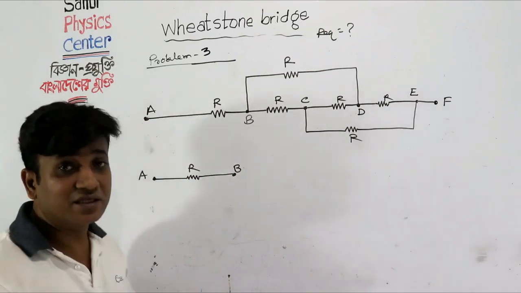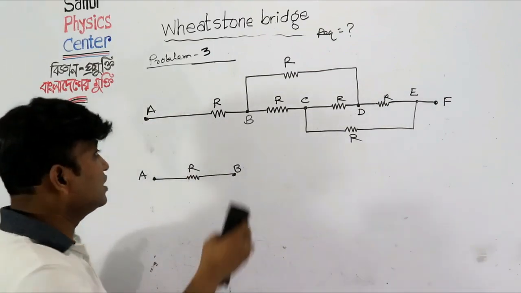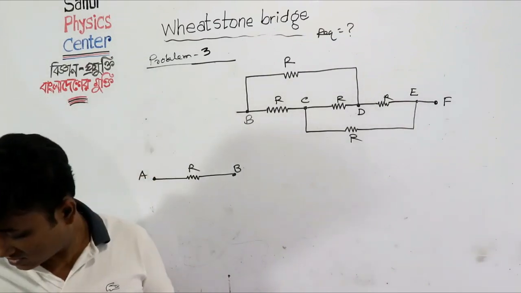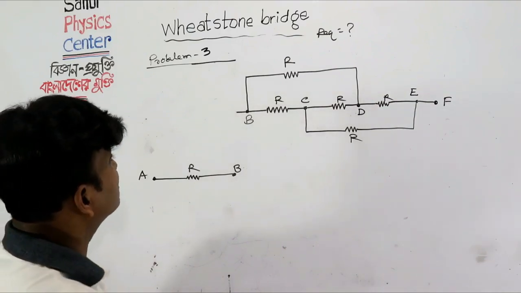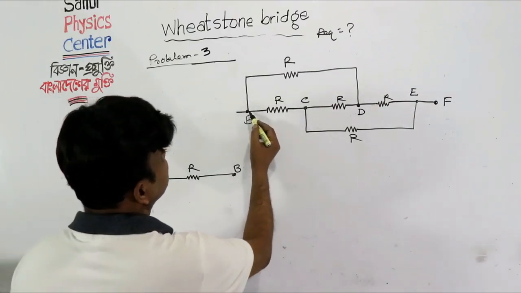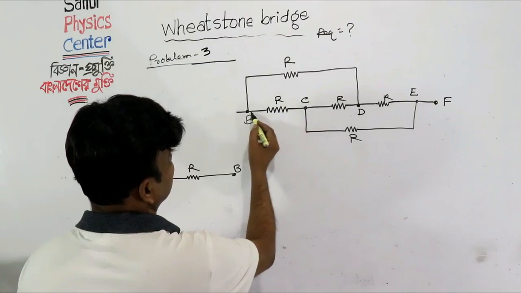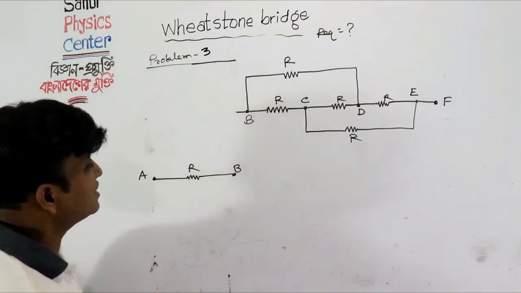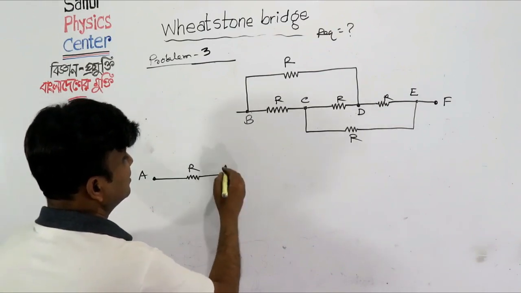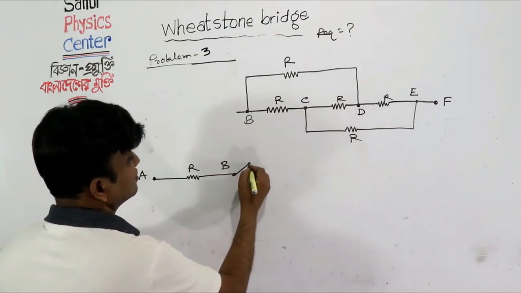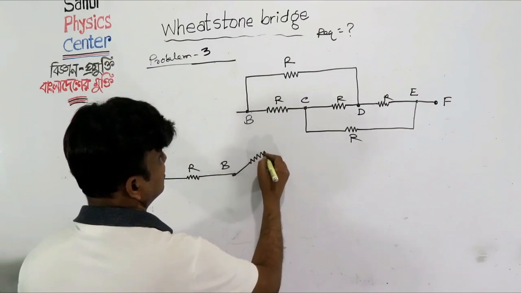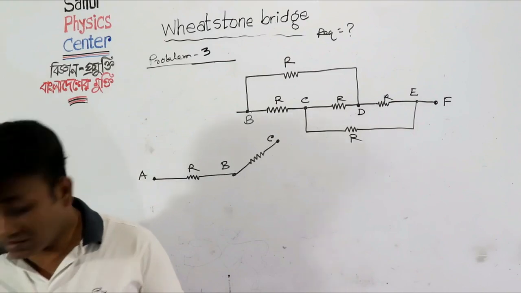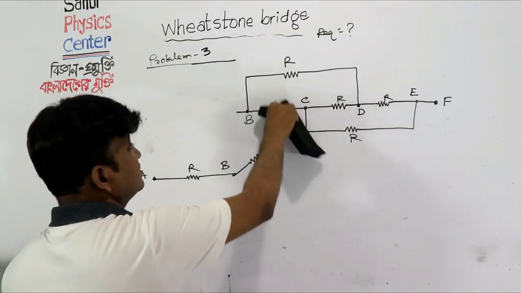We are taking this resistance here, so we can remove this leg. Now there is a resistance R between B and C. Okay, we can take this resistance here, B to C. So we can remove this resistance.